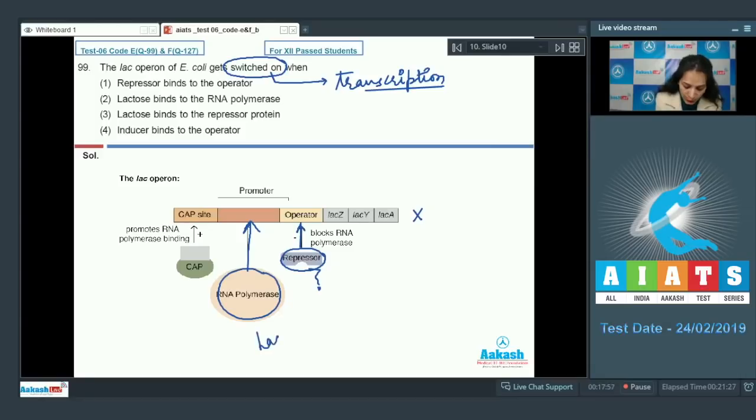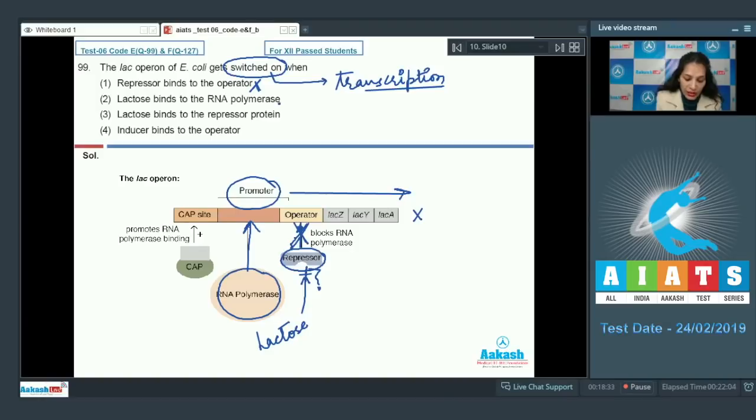So when lactose is present in the medium, this lactose binds to the repressor molecule, and then this repressor cannot bind to the operator, and this time this RNA polymerase binds to the promoter and transcription takes place. So this lac operon is called a switched on operon. So when can this lac operon be switched on? When repressor binds to the operator? No, it's a switched off condition.